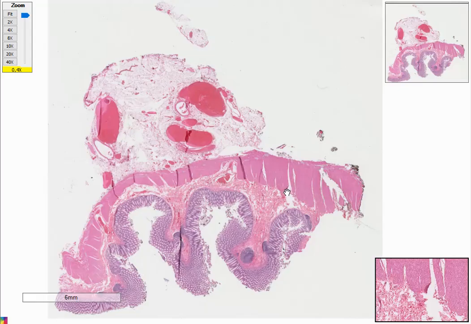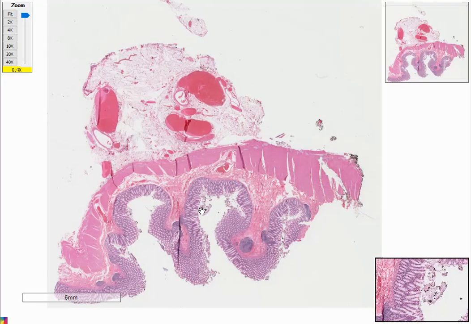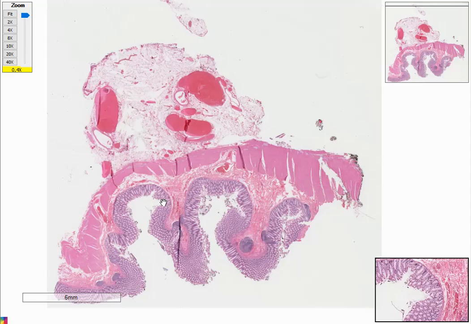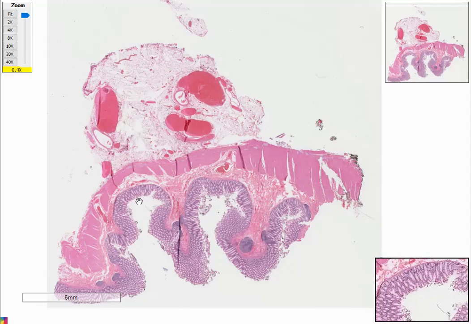Today we're looking at the large bowel, and it should be fairly simple for you to identify large bowel and be able to differentiate it from small bowel. So let's just quickly go through this.